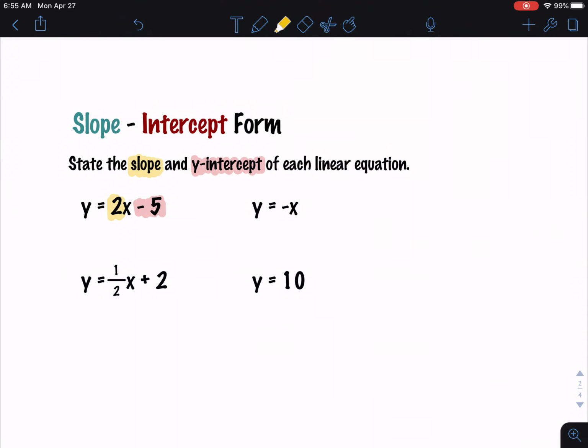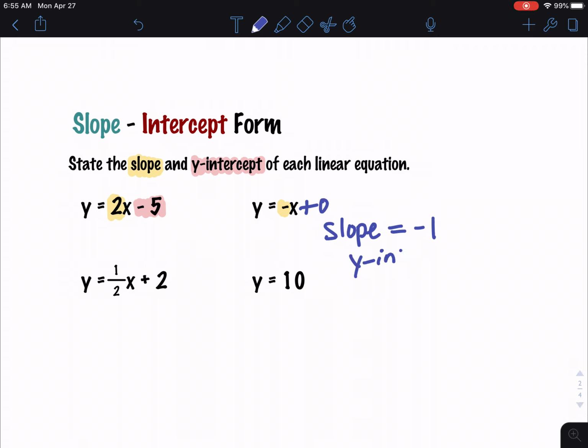In this next example, I see that I have a negative sign in front of my x variable. So here, my slope would be a negative 1. Whenever I see a negative sign, that's really representing a negative 1. And then also, as I look at this equation, there's nothing added or subtracted on at the end. So it's really like saying plus 0.